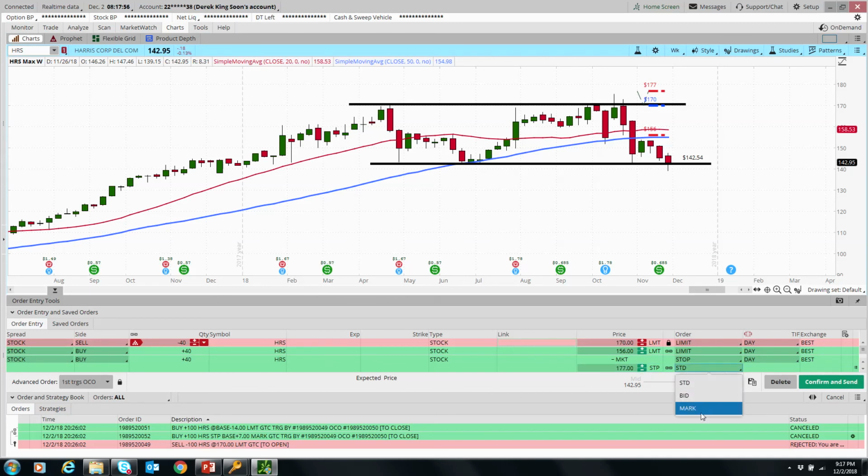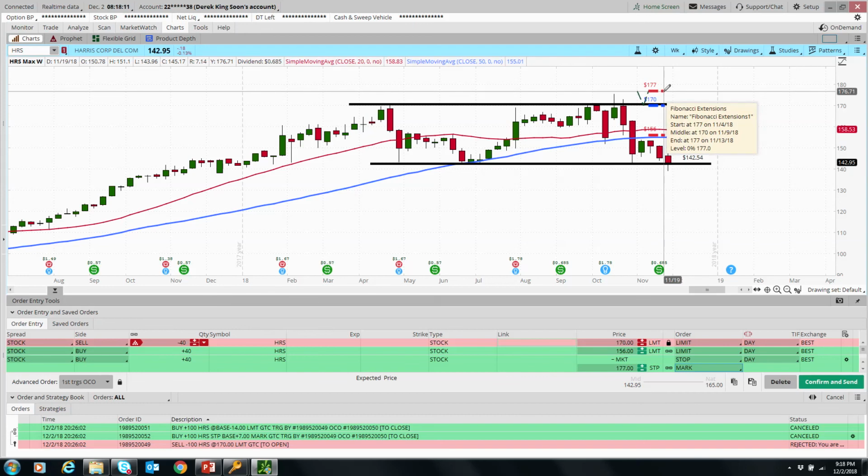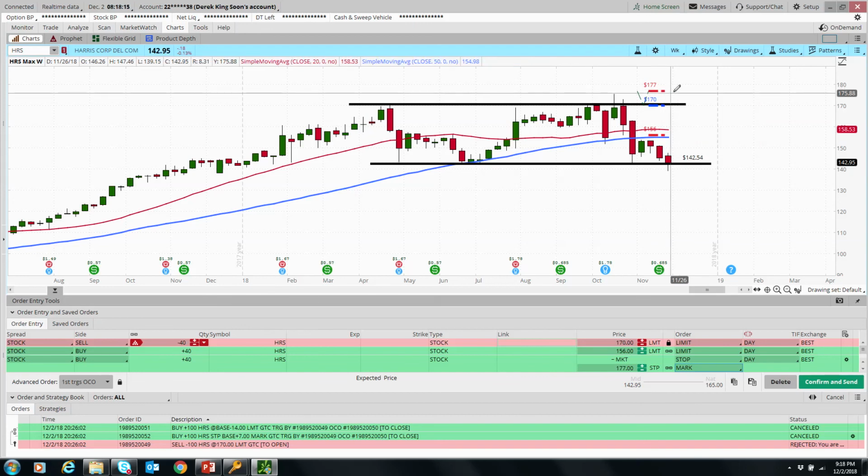Always set the stop order to mark, because a mark represents a very hard stop when the price reaches the 177 level. When price reaches 177, it actually closes out the order directly, closes the trade directly with no hesitation.